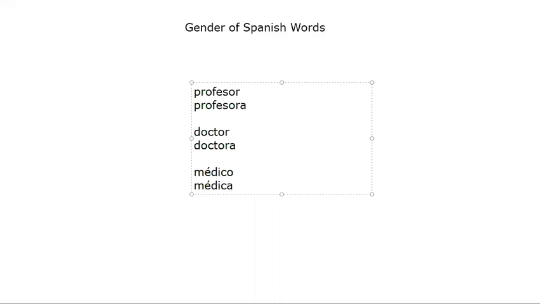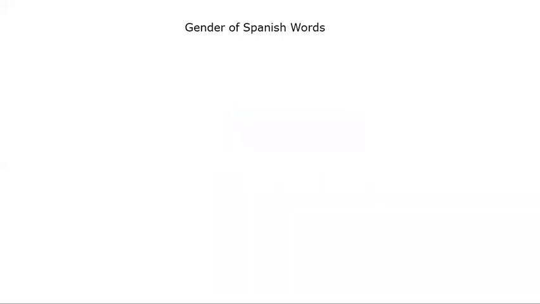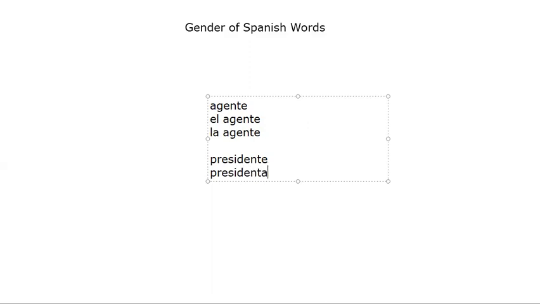Then there are other words that end with an E. And in those cases, we just leave the word the same and we would change the article. So agente, for instance, could be a man or woman, and the way that we tell the difference is we say either el agente or we say la agente. Presidente is a word like that, although it's becoming common to say presidenta if it's a female president. Historically, that wasn't really the case, but now we're seeing that sometimes that E changes to an A instead of just saying el presidente or la presidente. And there are other words that are like that as well.